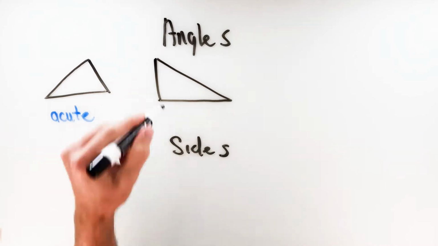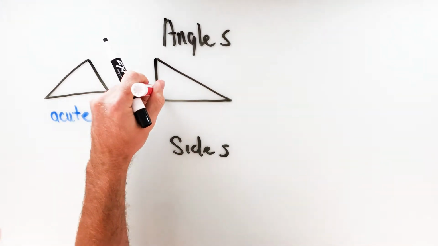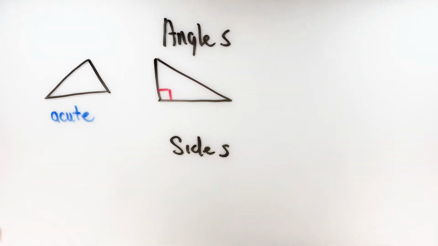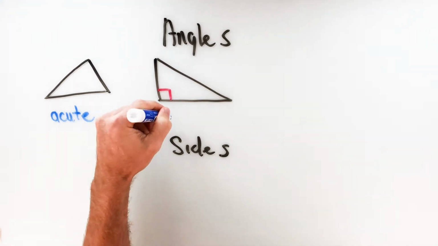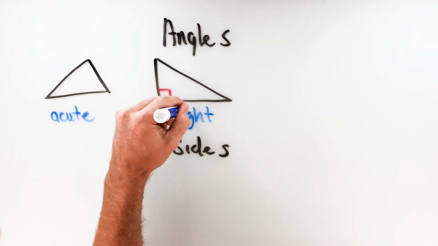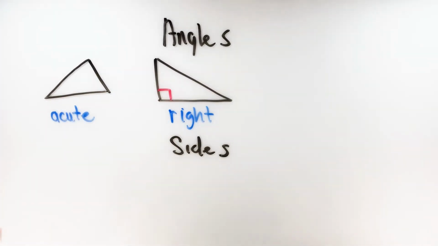Next triangle, you're probably familiar with this one. If you have a triangle with a right angle, an angle of 90 degrees, this is what we call a right triangle. Again, notice we're just classifying these triangles based on the angles that are inside of them.